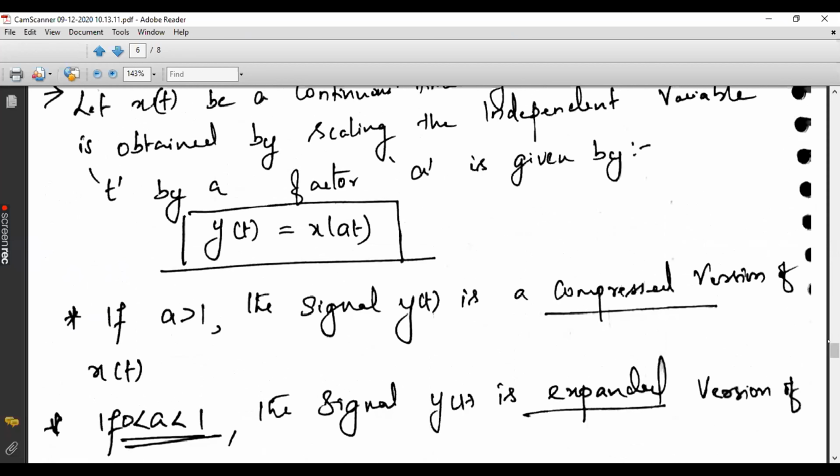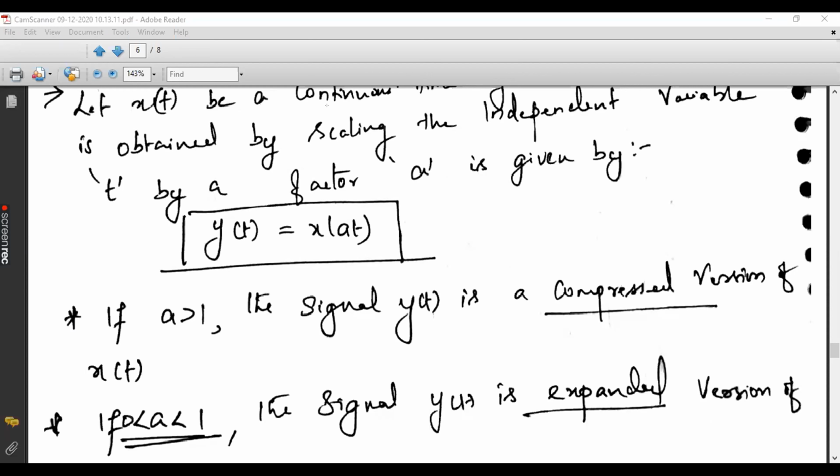This is very important. If a is greater than 1, the signal is known as a compressed signal. It will be a compressed version. For example, if you are putting x of 2t, 2 is greater than 1, right? So in that case, the signal should be compressed by 2 times.